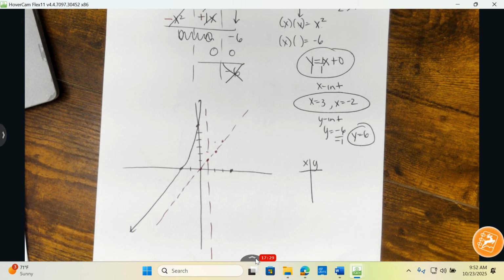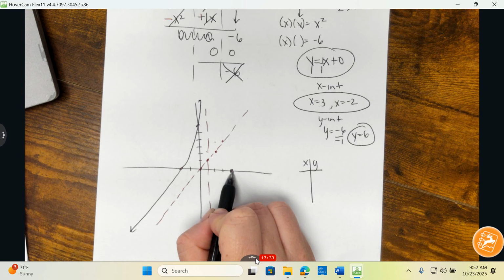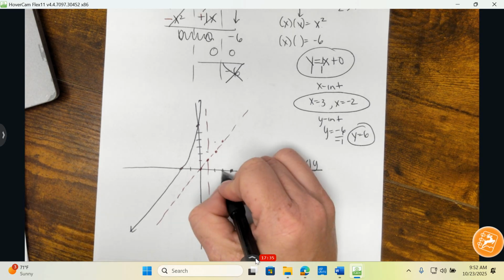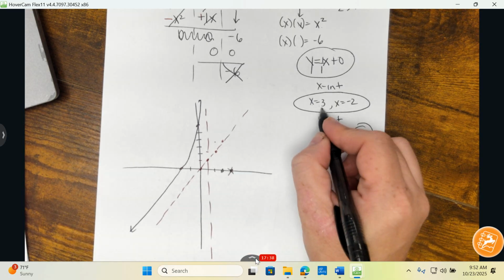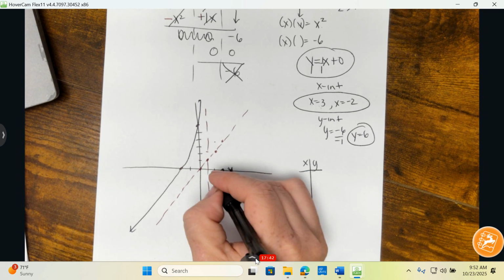So what point? That's totally up to you. I know I'm not going to check 4, because I already know it's 4, 0. Did I graph this wrong? It should have been 3, 0, right? My fault. Should have been 3, 0. 1, 2, 3. Should have been right here. Okay, so I'm going to check 2.